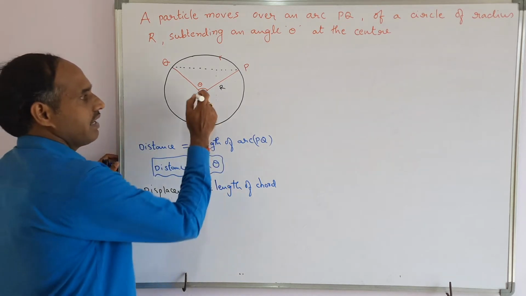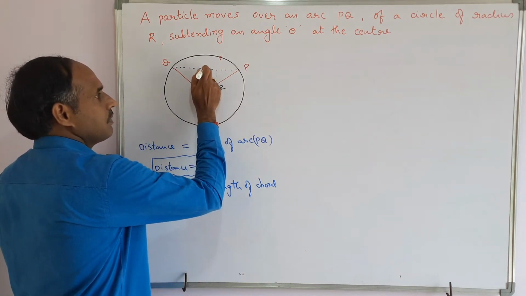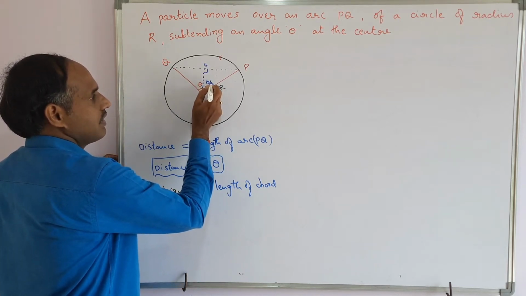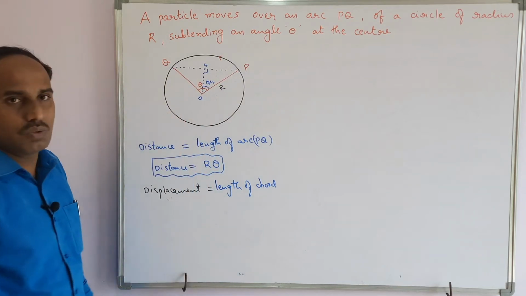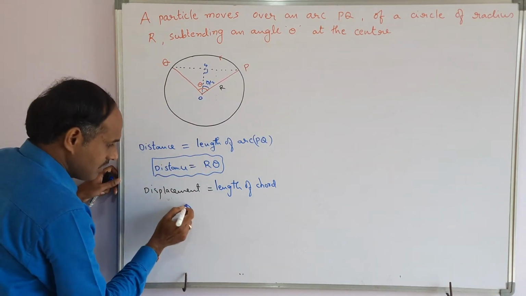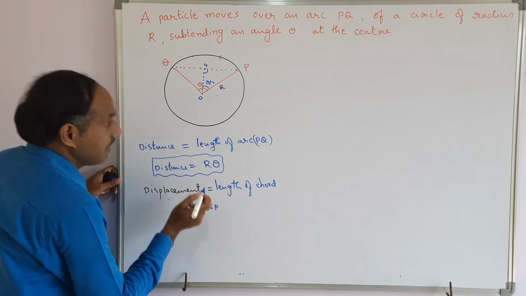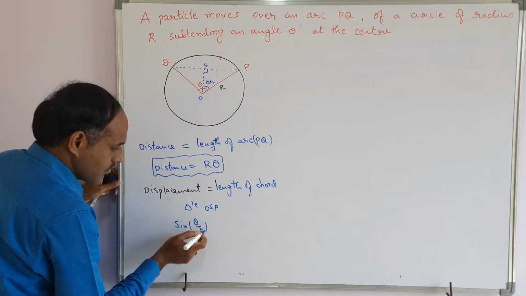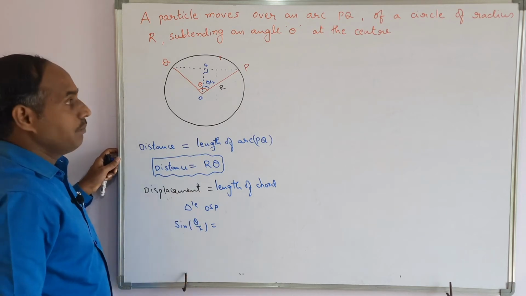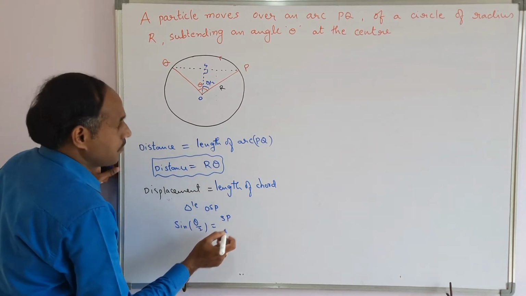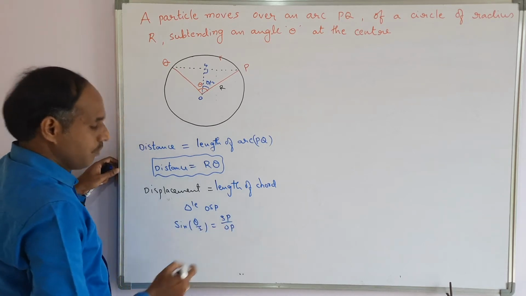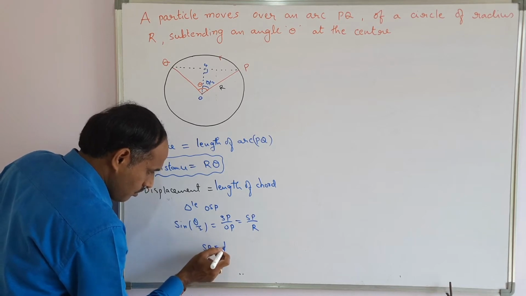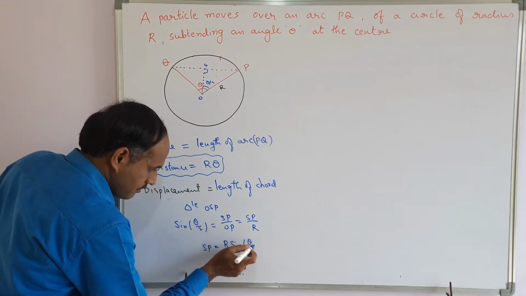To find this, I would like to draw one normal from point O onto this PQ, so that it is the angle bisector, and here the angle should be theta by 2, and PS is equal to SQ. So to find this, I consider triangle OSP. In this OSP, sine theta by 2 is opposite by hypotenuse, so the opposite side is SP and hypotenuse is OP, which gives SP by r. Therefore SP is equal to r sine theta by 2.